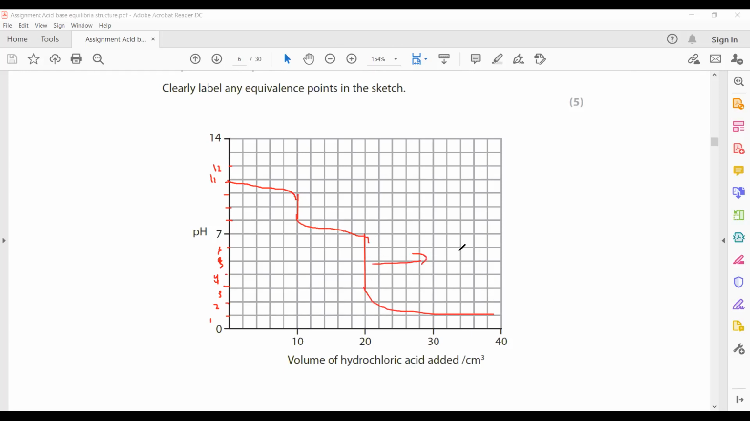That is when sodium carbonate is completely reacted with 2 moles of HCl. And this is when half of the sodium carbonate is reacted with hydrochloric acid. Is it clear? How I work out the volume as well, the half equivalence point? Any doubt in this?